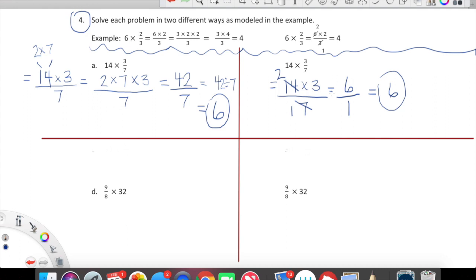We're simplifying on the right side. Left side, we're really just decomposing and rewriting the expressions so that we can evaluate them mentally.